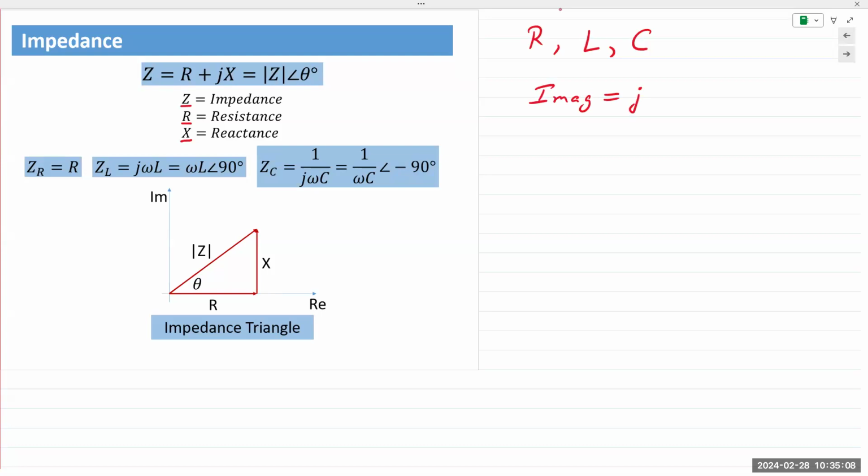So again, impedance Z is a complex quantity. It's a sum of the resistance and the reactance. The resistance is represented by the real numbers, and reactance is represented by imaginary numbers. Imaginary number J in electrical engineering. So R plus JX. And again, you can transform this as a vector which has magnitude and phase angle theta.